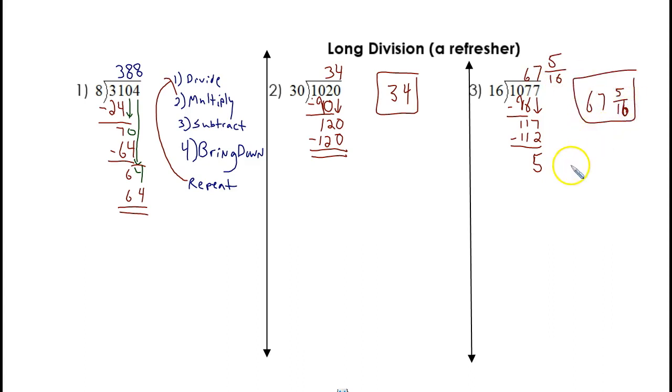And that was long division. You've got these steps of divide, multiply, subtract, bring down, and you just keep doing it till you get to the end of the problem. And if you have a remainder, you put it on top of a fraction bar with something in the bottom.